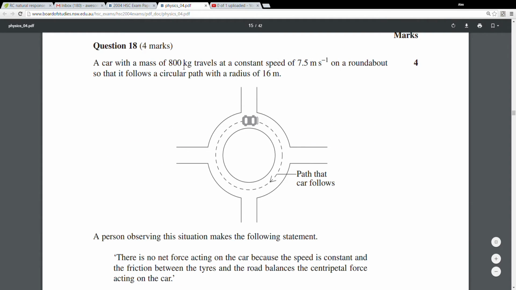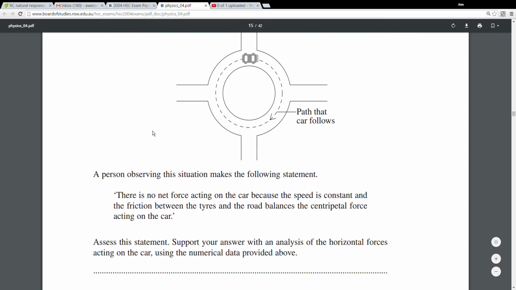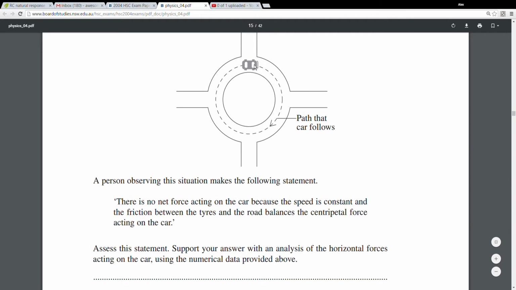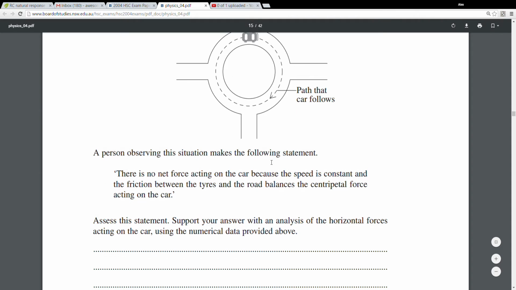Question 18, we have mass, speed, and radius. So immediately this is centripetal force here. A person observing this situation makes the following statement. There is no net force acting on the car because the speed is constant. That's not true. The speed is constant, but there is a net force. Assess this statement. Support the answer with analysis of the horizontal forces acting on the car using the numerical data provided above. So they just want us to find the centripetal force acting towards the center.